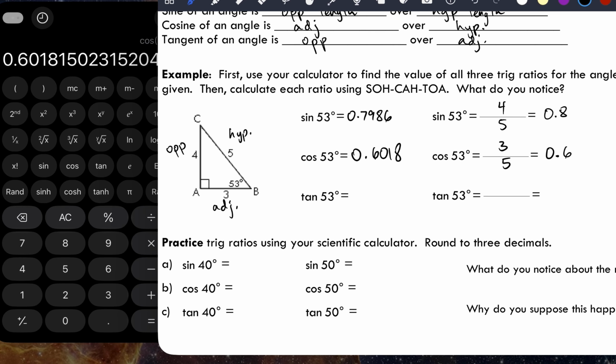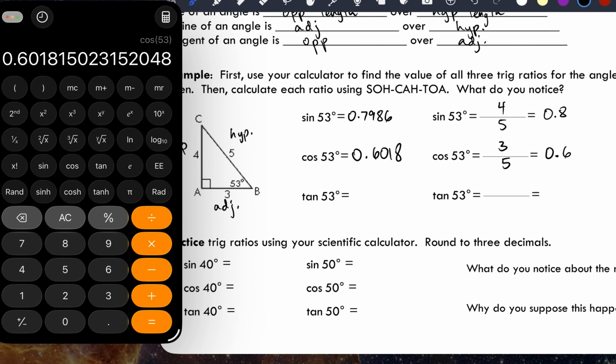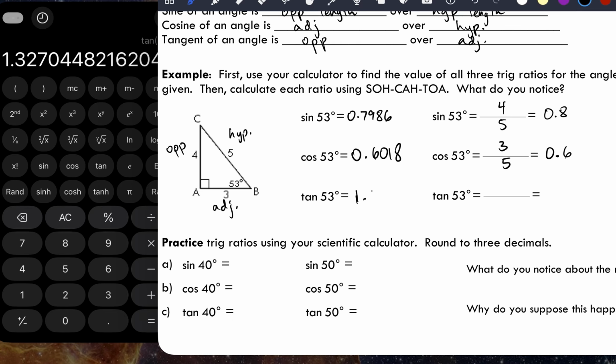And the tangent of 53, same thing. Look for the tangent button on your calculator and enter 53. On some calculators, you might enter the angle first and then press tangent, if you're not getting the same answer as I am. But you should be getting 1.327. And the tangent is the opposite side, which is 4, divided by the adjacent side, which is 3. And that's going to be pretty much the identical answer, 1.33 repeating.